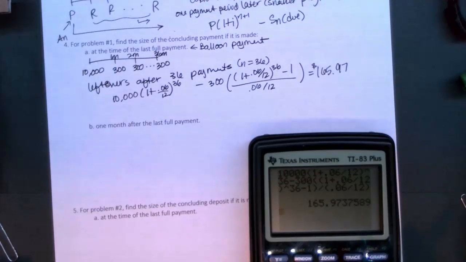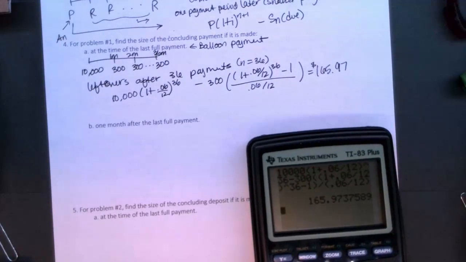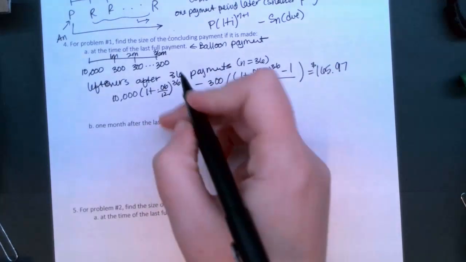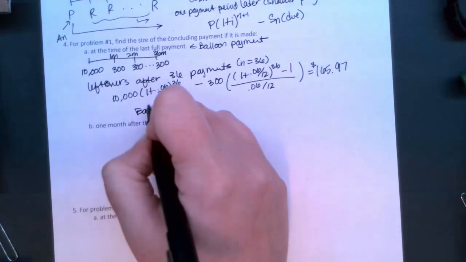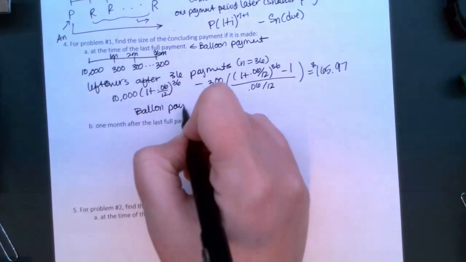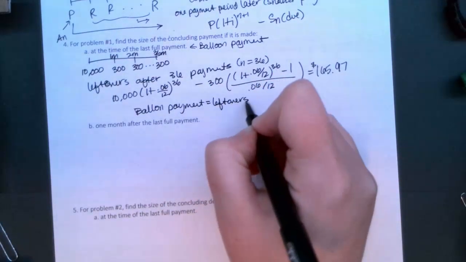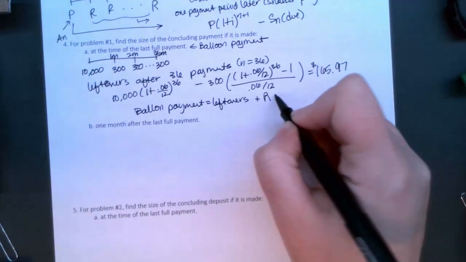Okay, and you could round that up because it's a payment, but it's going to depend on the bank you're working at what they're going to do with that fraction of a penny. So we're just going to go to 2 decimal places, round to the nearest penny here. And then we're going to add this to our regular payment. So the balloon payment is going to be the leftovers plus the regularly scheduled payment.